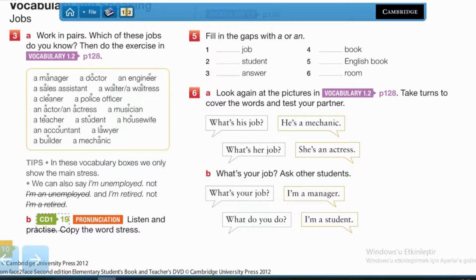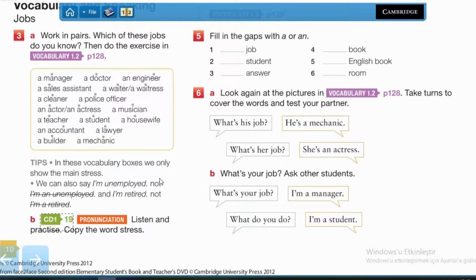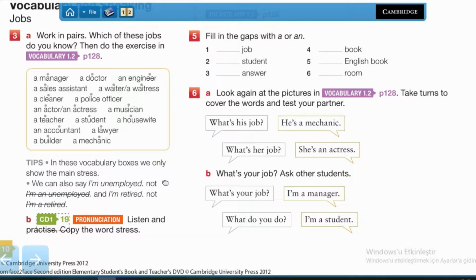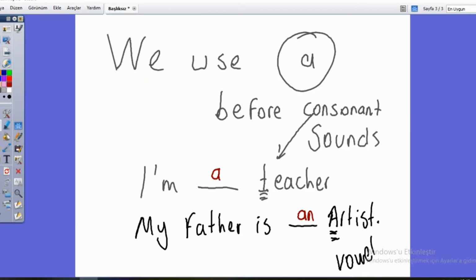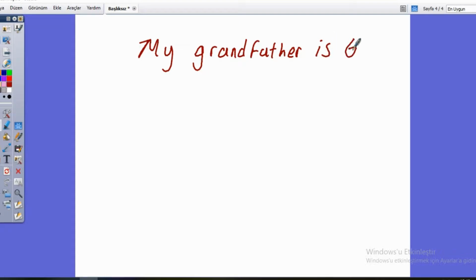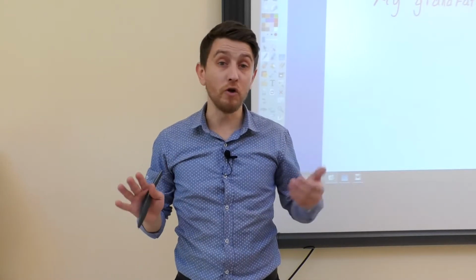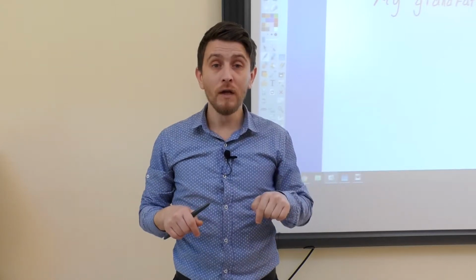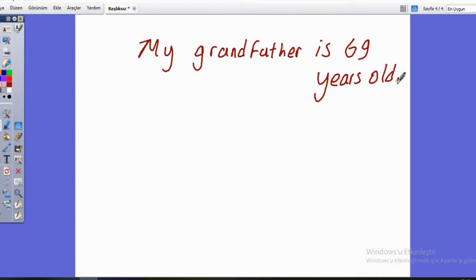And when you work until the age of 65, you become retired. My grandfather, for example, is 69 years old. Now he doesn't work because he worked in the past. So now he is retired. Let's write on the board. He is retired.